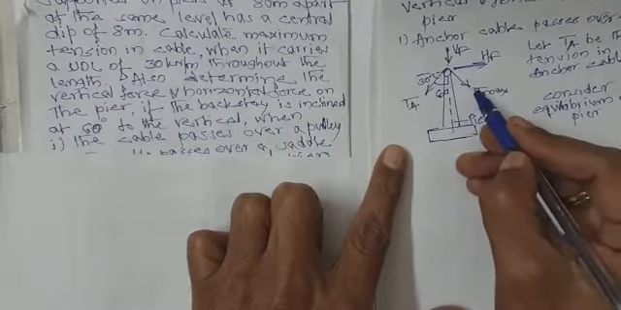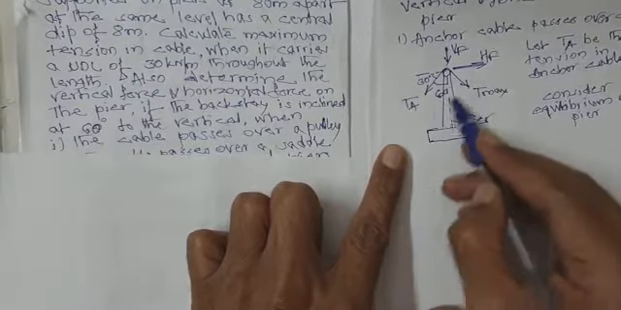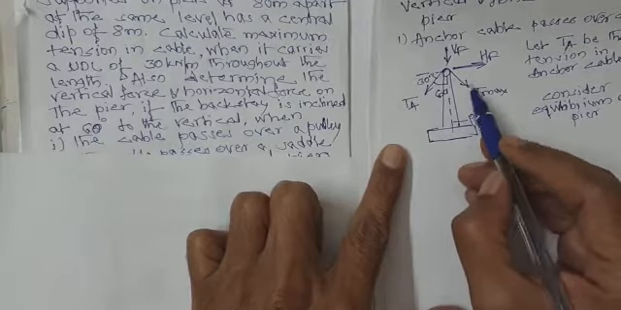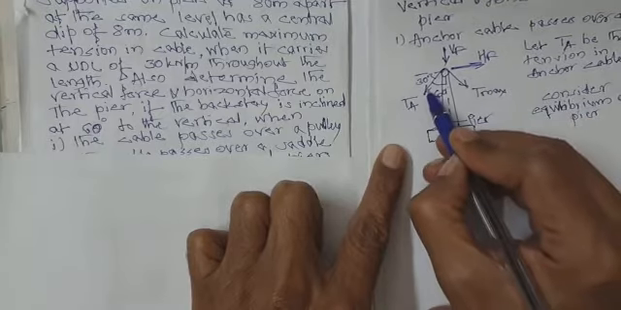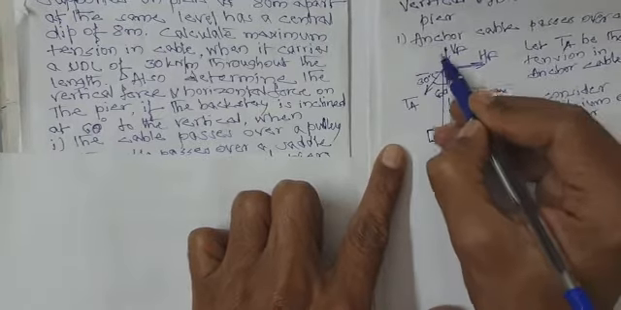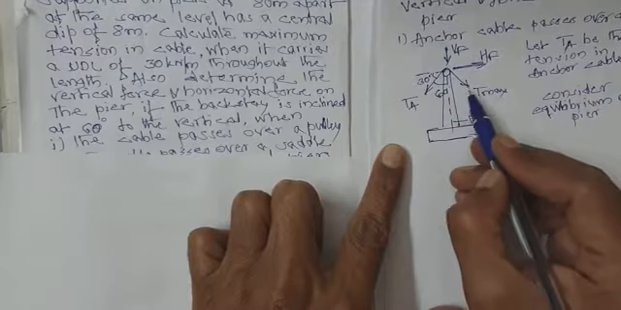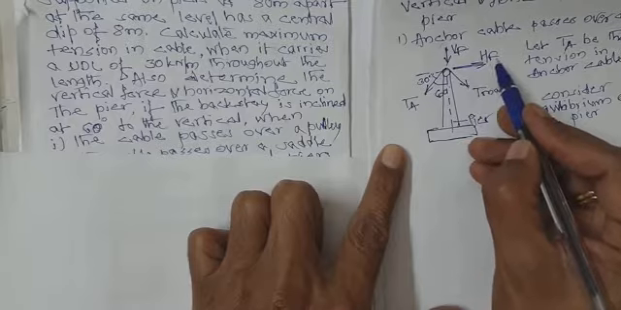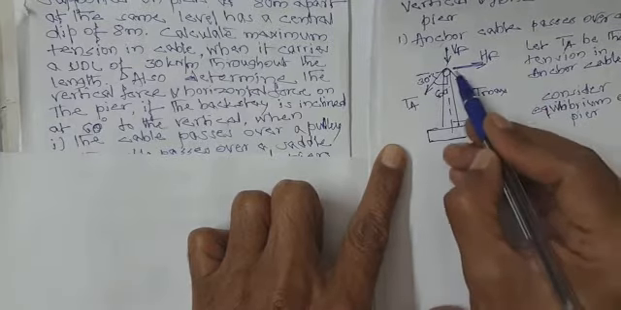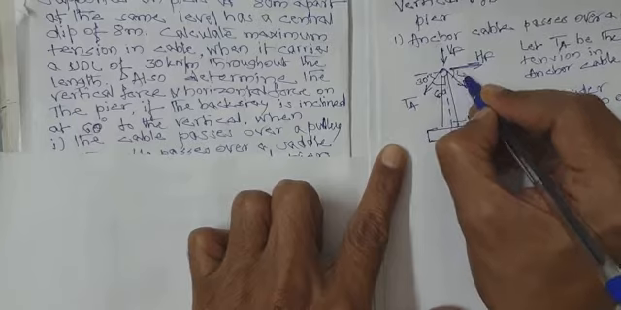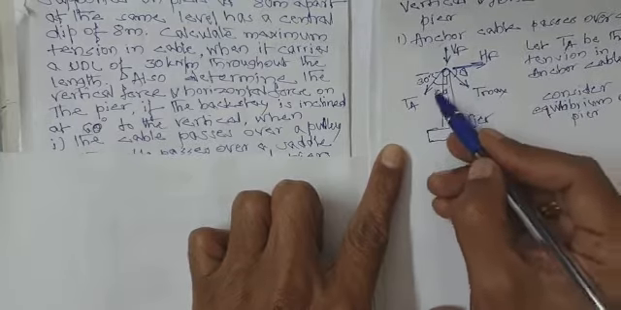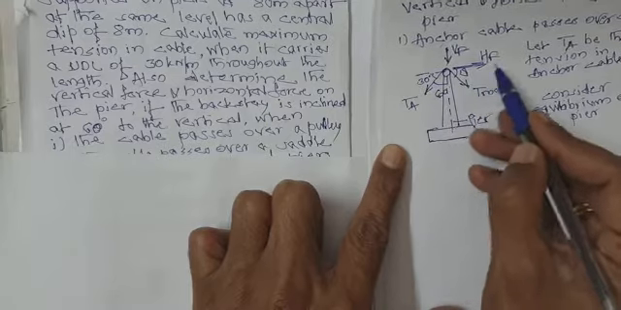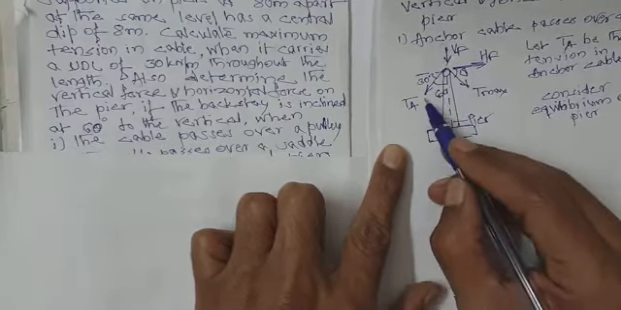T maximum is already calculated. Now you have to consider the equilibrium of this pier. See what he has asked here. First, the vertical force means the vertical component of this plus the vertical component of this. Similarly, the net horizontal force acting on the pier will be T maximum cos theta, if this is theta here, minus TA cos 30, since this is on this side. But before that, we need to calculate TA.